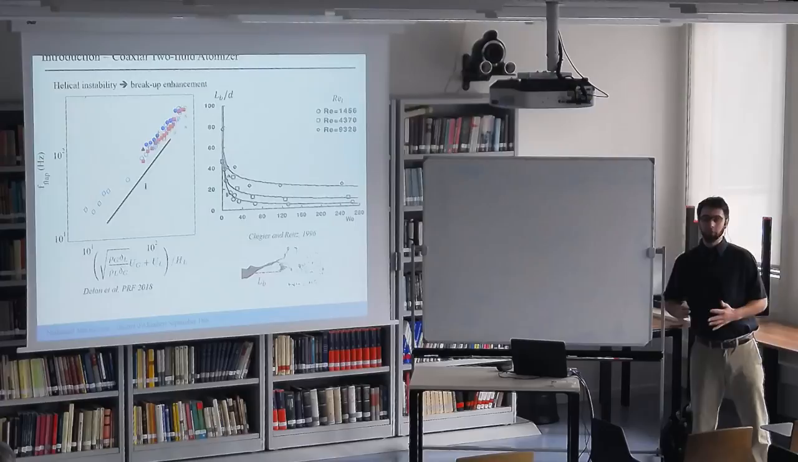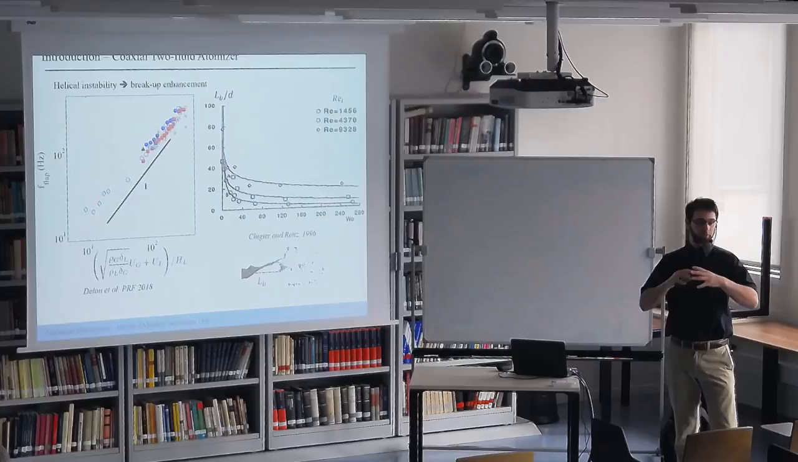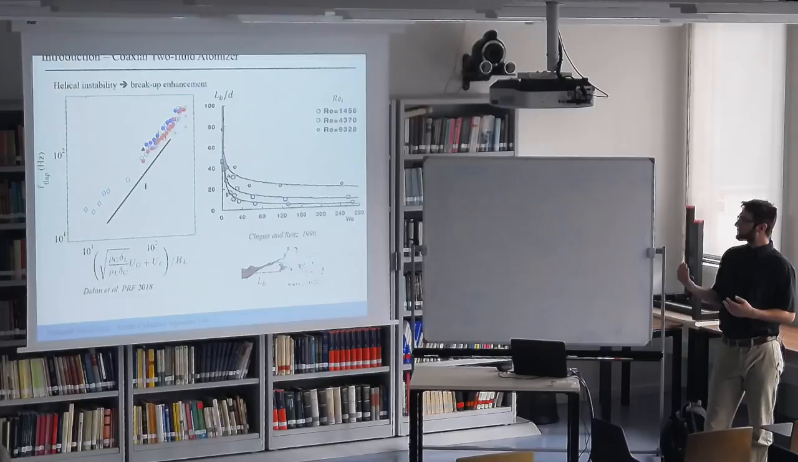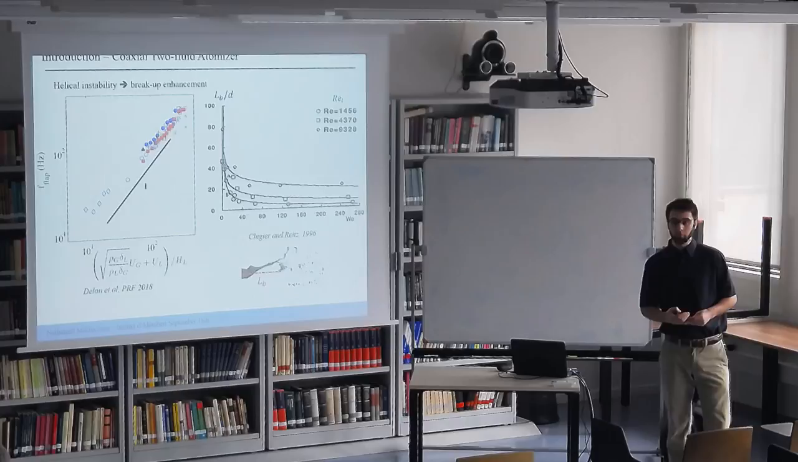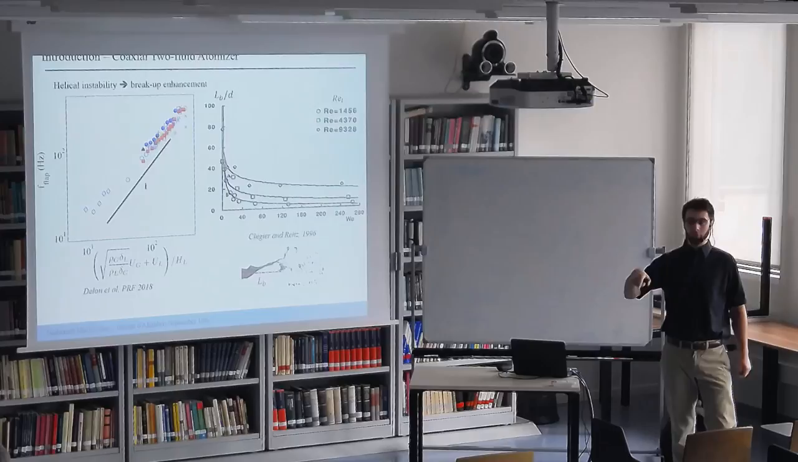So yeah, first a few results on two-fluid atomizers, and more precisely coaxial two-fluid atomizers, where you have a stream of liquid that is surrounded by a gas coflow that is going to make this liquid jet suffer several instabilities and break it into droplets. So first, because of the velocity difference of your two fluids, you tend to have a helical instability where your liquid jet kind of flaps around, and people tend to refer to that as flapping.